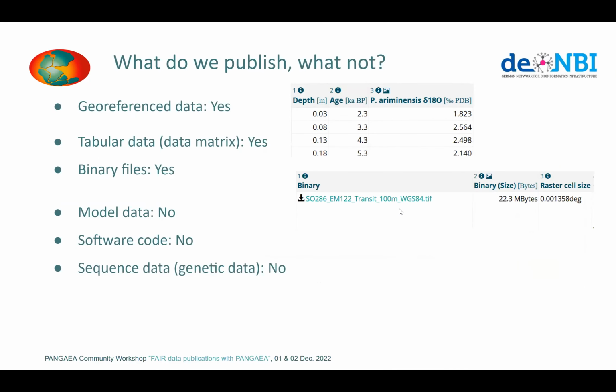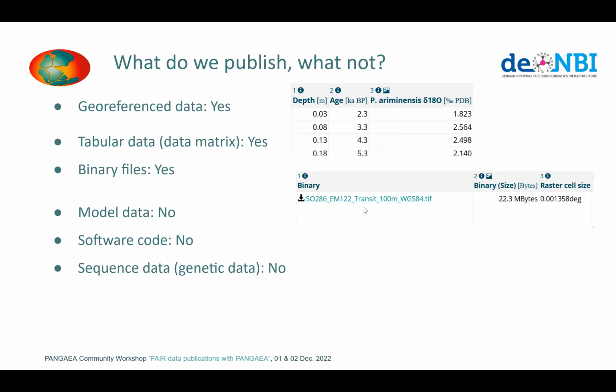So what do we publish in PANGAEA and what not? We want only georeferenced data, that is positions, latitude and longitude in decimal degrees, which must be provided for every sample and every observation and measurement carried out anywhere on Earth. We accept tabular data, we are good at handling tabular data, and the preferred format for data tables is tab-delimited text files, submitted as a zip archive or in Excel format. And we also accept binary files, as you can see here in the example.